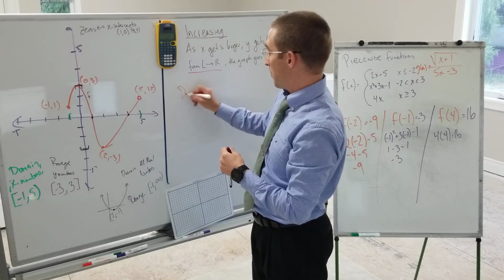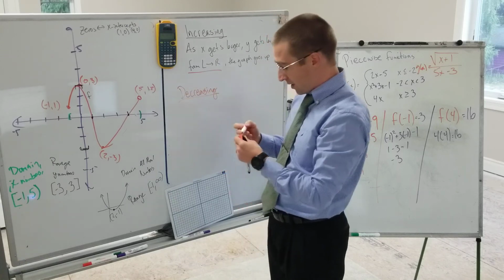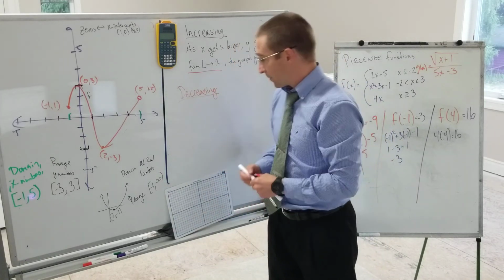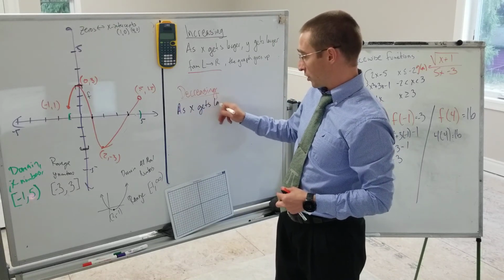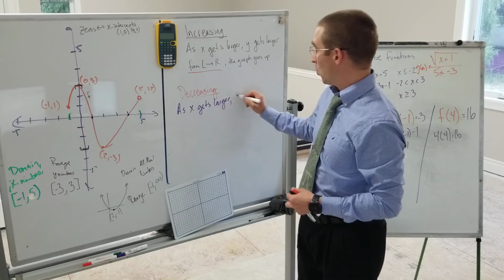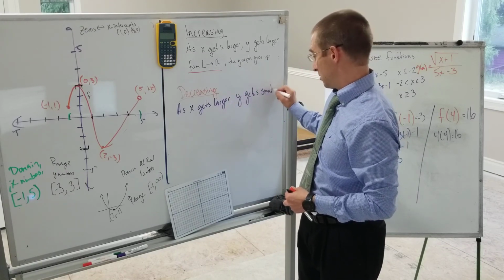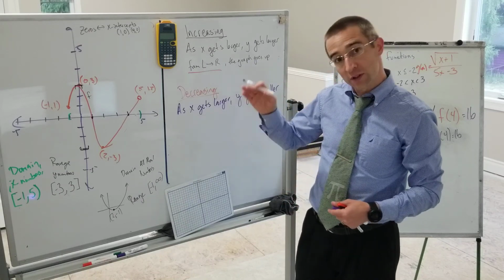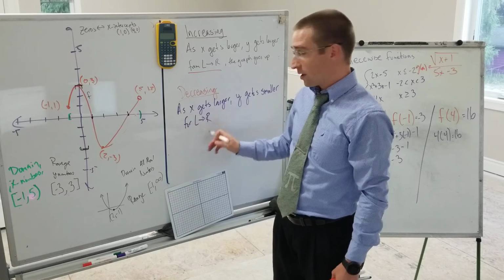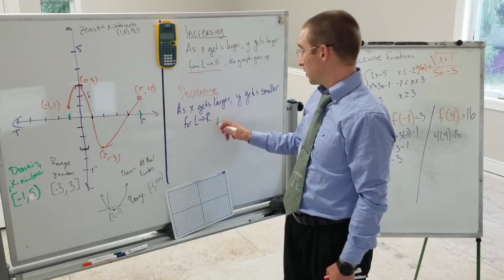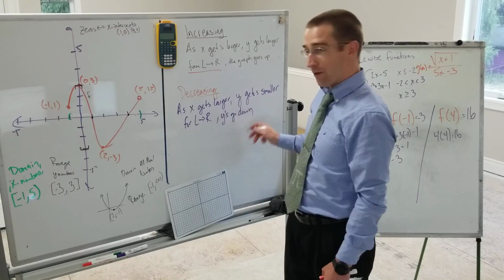So decreasing, I bet you can say the definition for decreasing. Decreasing is telling us as x gets larger, y gets smaller. The values get lower, smaller. So once again, as we go from left to right along the graph, the y's go down, right? The graph goes down.